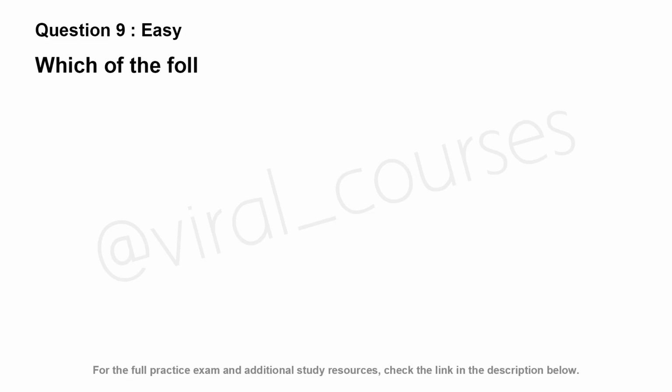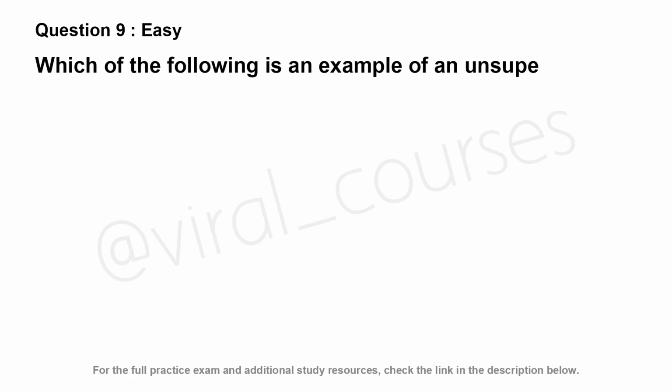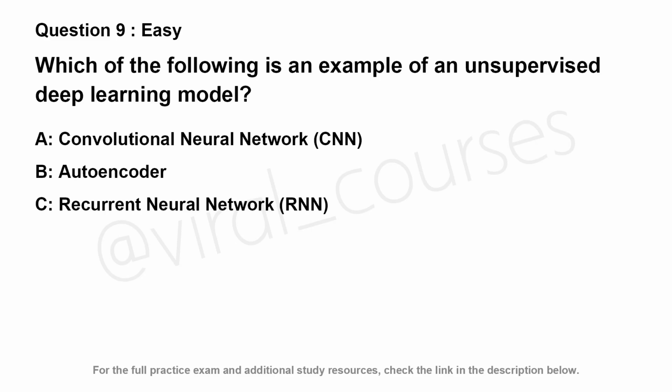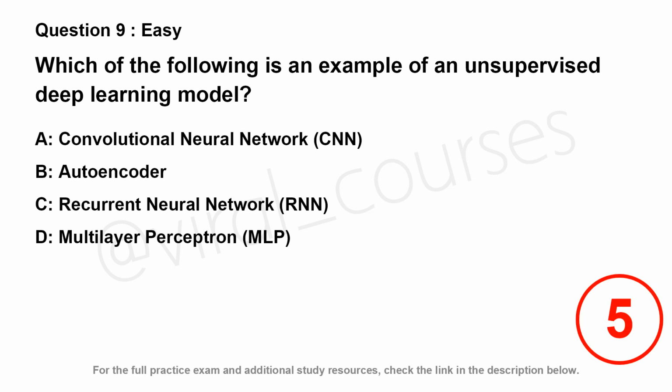Which of the following is an example of an unsupervised deep learning model? Option A, convolutional neural network, CNN. Option B, autoencoder. Option C, recurrent neural network, RNN. Option D, multi-layer perceptron, MLP.